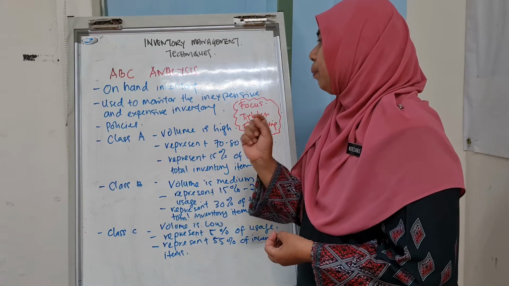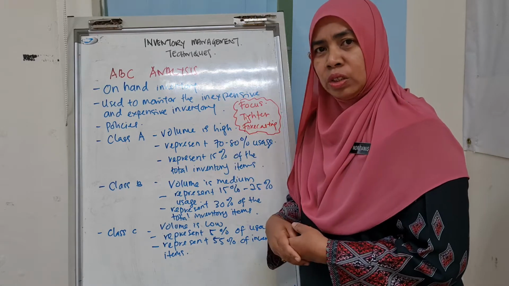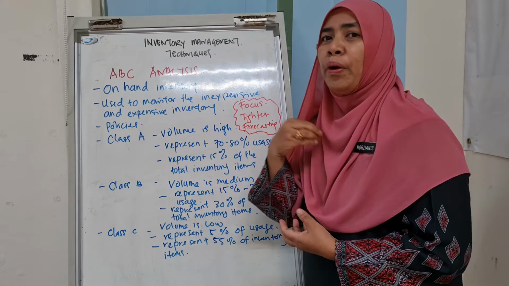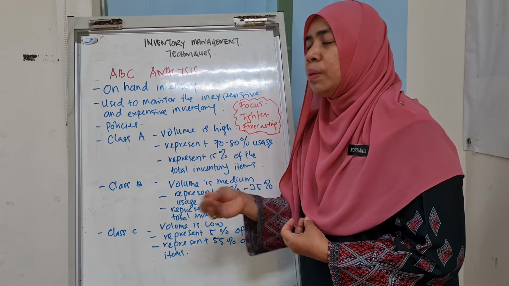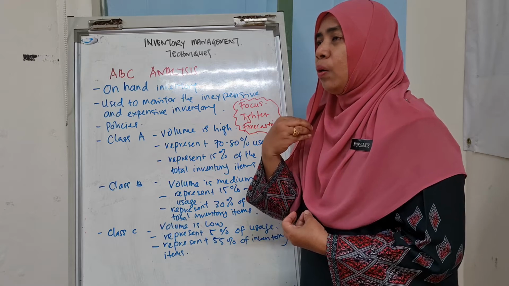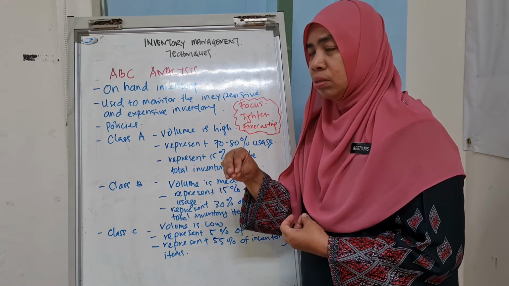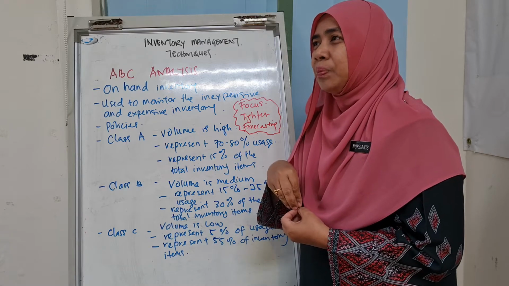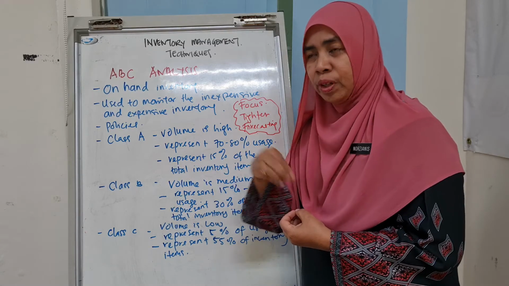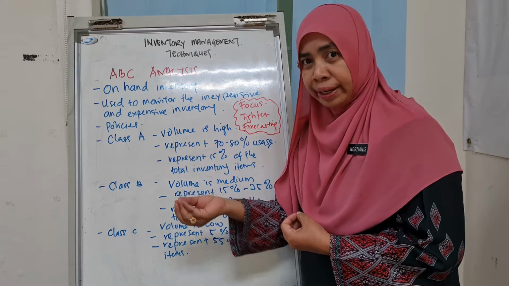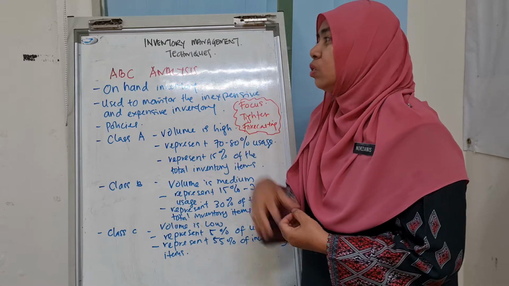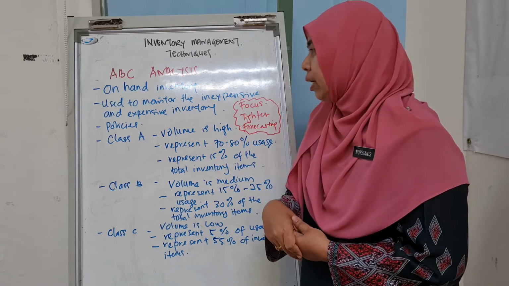Alright. Okay. So the ABC technique is always used to monitor which items in the warehouse have high usage or high volume, right? So they normally use the ABC technique, alright.